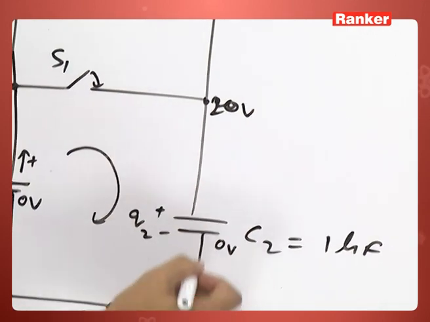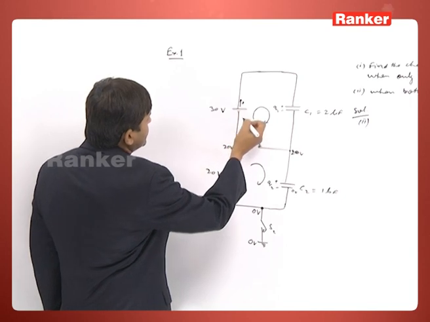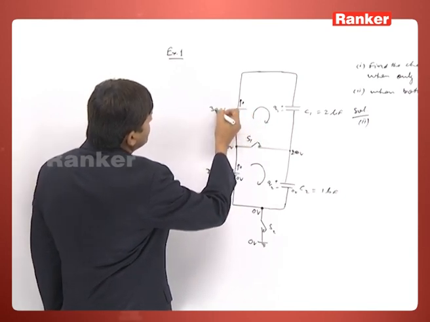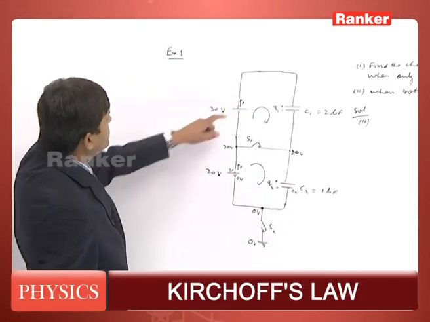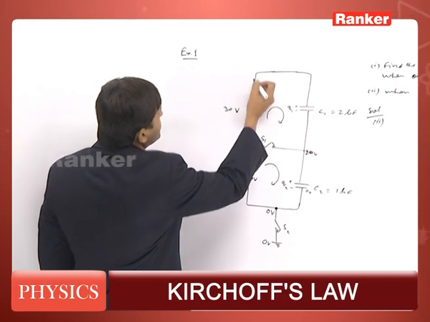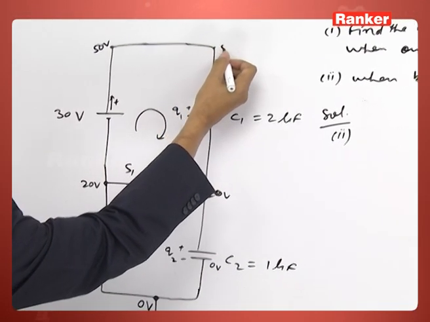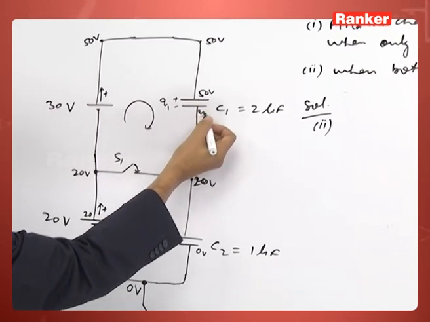So the potential difference between the plates remains 20, and here, see, if this is your 20, then the total difference is your 30. So this must be your 50 volt. So this point will be your 50 volt. This is also 50 volt. So this is your 50 volt and 20 volt.